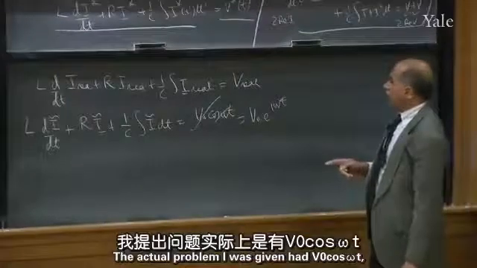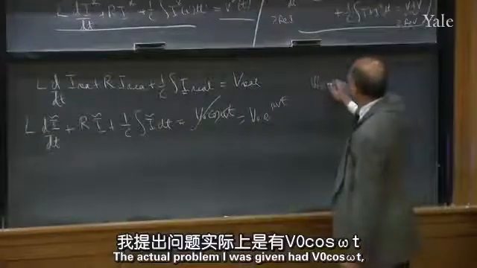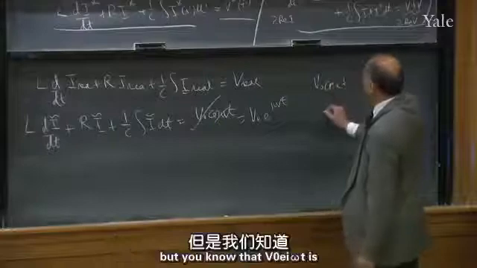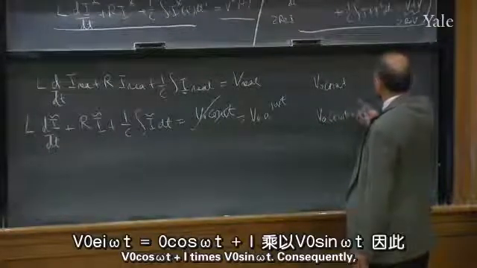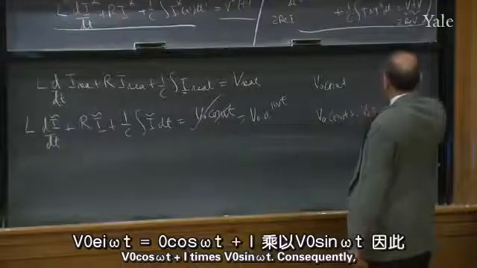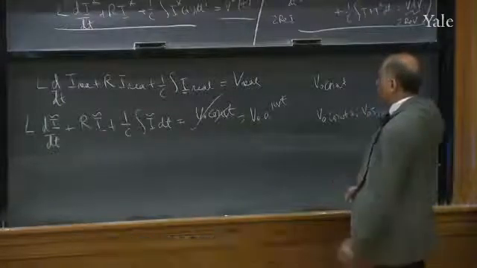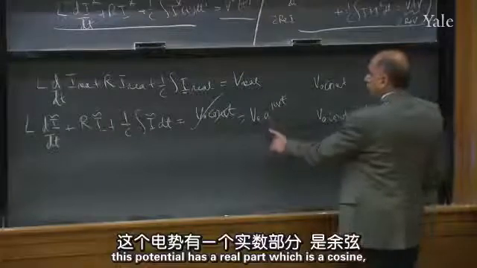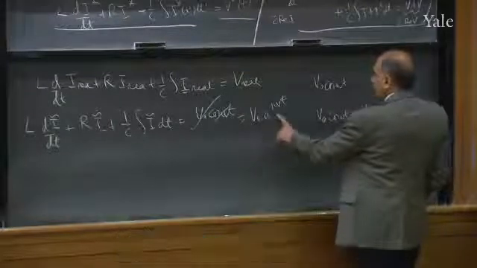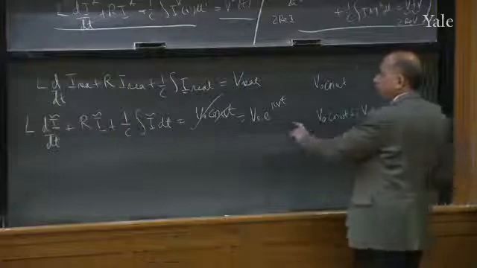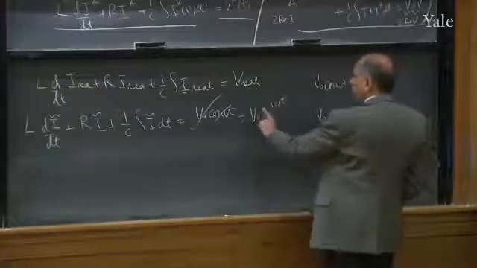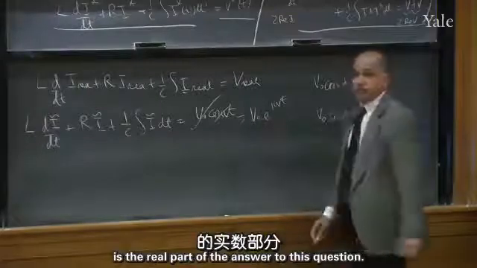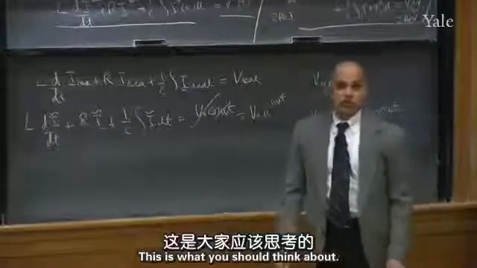The actual problem I was given had V0 cosine omega t, but you know that V0 e to the i omega t is V0 cosine omega t plus i times V0 sine omega t. Consequently, this potential has a real part which is a cosine, an imaginary part which is a sine, and the current will have a real and imaginary parts, and the answer to our original question is the real part of the answer to this question. This is what you should think about, this is what you should understand.